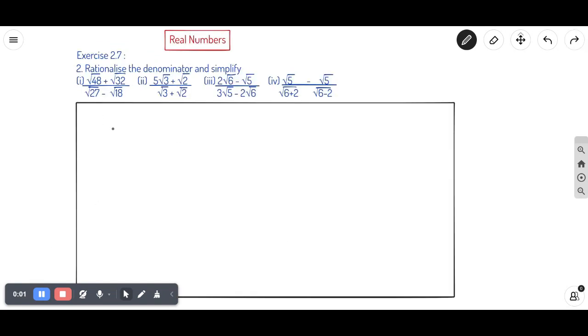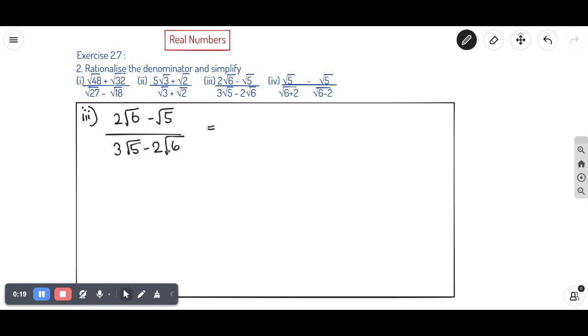So the next part of this question is the third one. The third one is 2 root 6 minus root 5 by 3 root 5 minus 2 root 6. So this is another similar type, but we have got extra coefficients in the denominator. So first of all, what could be the first step? Yes, take the conjugate for this. So what is the conjugate for this? Conjugate is nothing but change the sign in the middle.